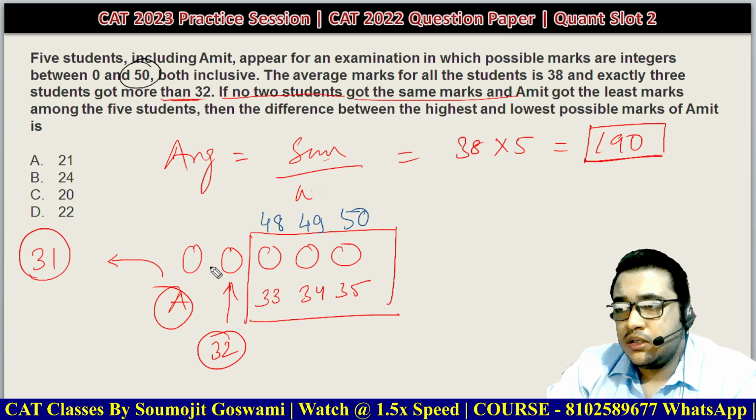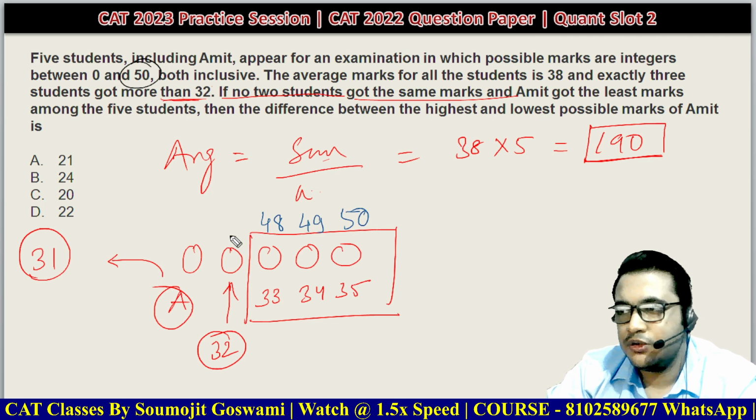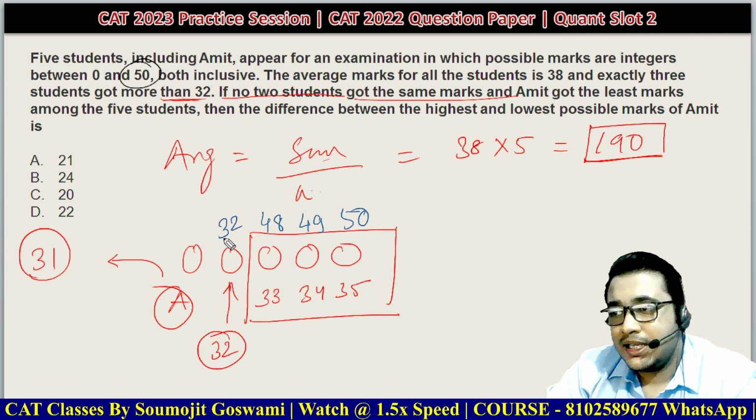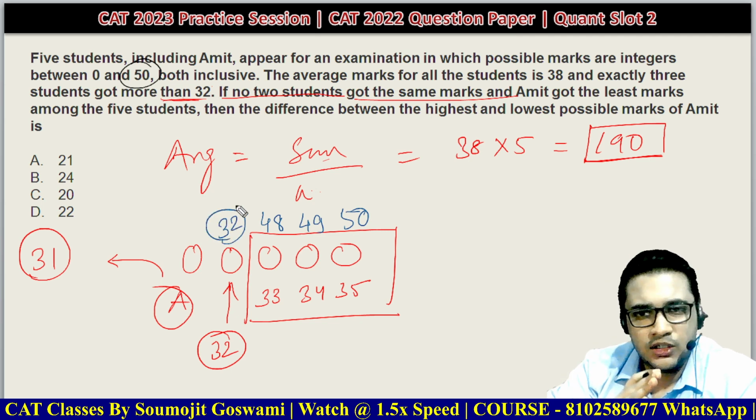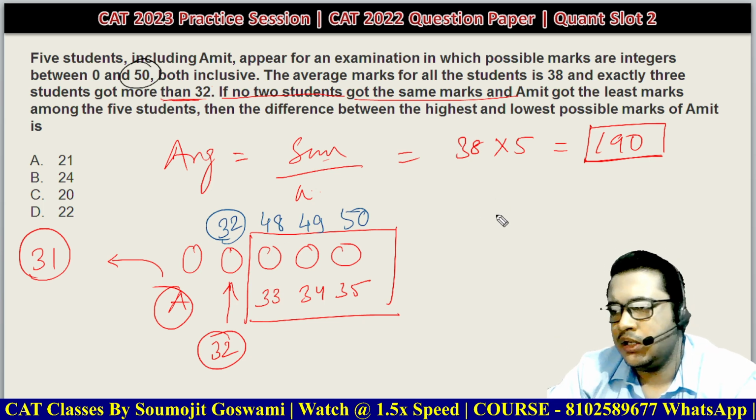now what about this person? Can he be anything more than 32? No, because only 3 people are getting more than 32. So this has to be 32. Less than 32 also works, but if you are giving the maximum, 32 is possible. So let's just add these numbers and see what this is.